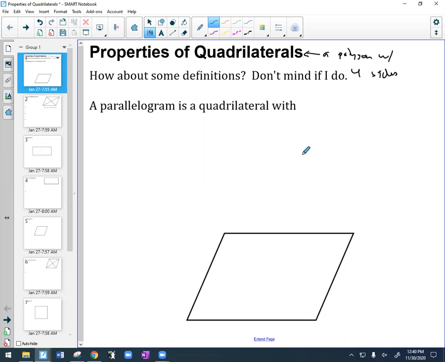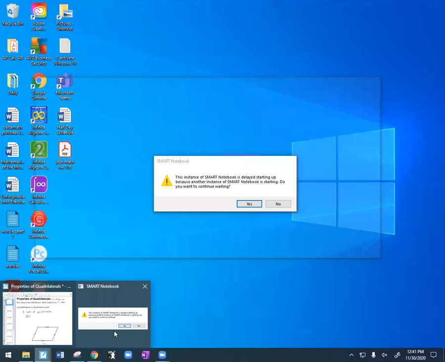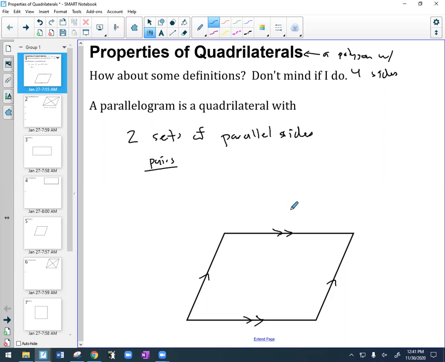A parallelogram is a quadrilateral, meaning it's a four-sided shape with two sets of parallel sides. Meaning these two sides are parallel and these two sides are parallel. So two sets, two pairs. Given that, parallelograms have a bunch of properties.